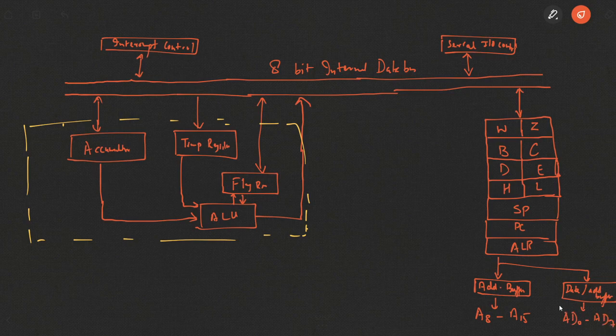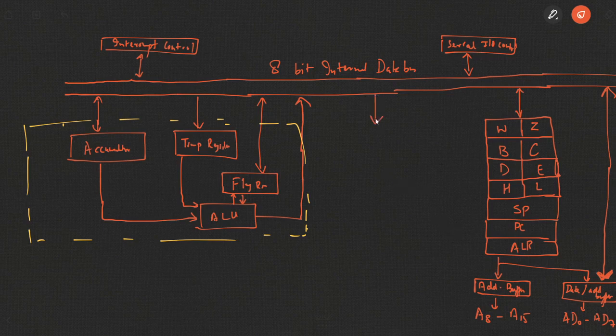AD0 to AD7 are bidirectional buses. They are multi-purpose buses. They are used for both address as well as data bus. So this is your general purpose section.